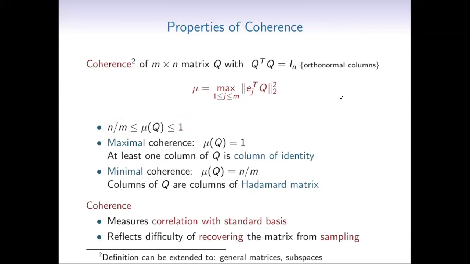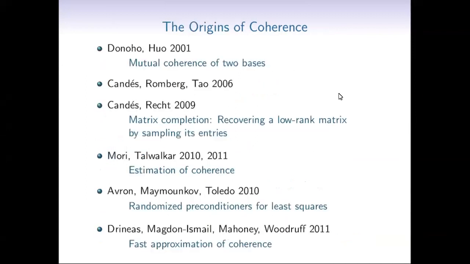Coherence measures the correlation with a standard canonical basis, and it reflects the difficulties of sampling. And you can extend the definition of coherence to general matrices and subspaces. This concept actually originated in compressed sensing in a paper by Donoho and Huo, where they look at the coherence of the standard basis with other bases.